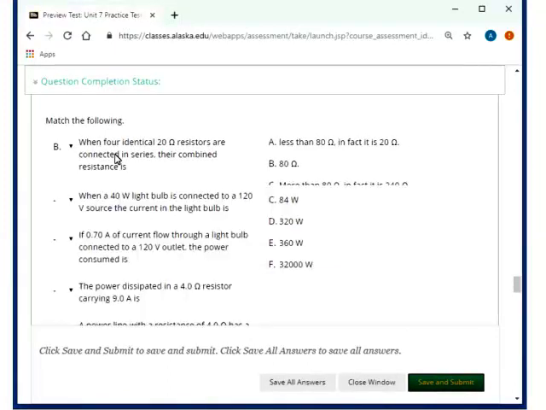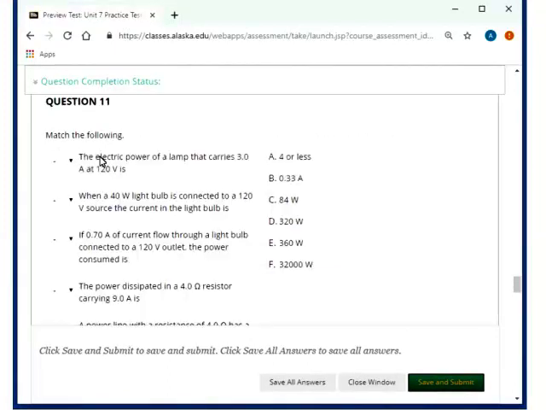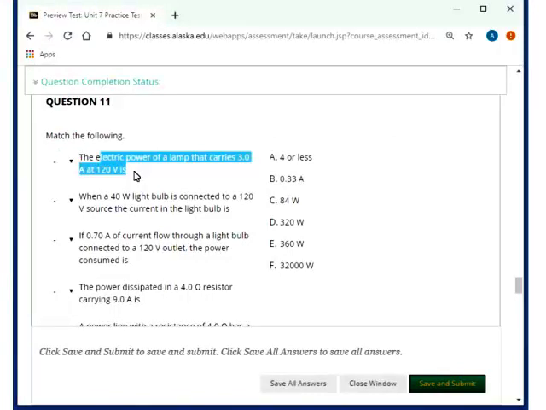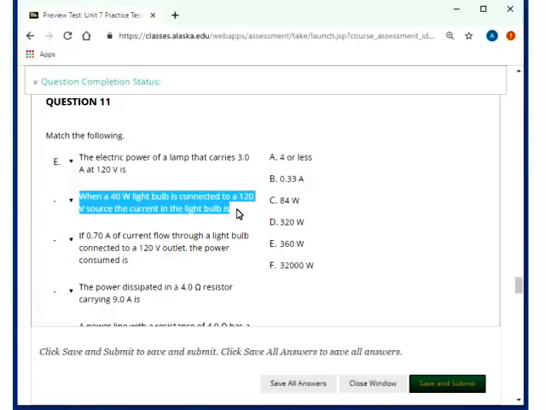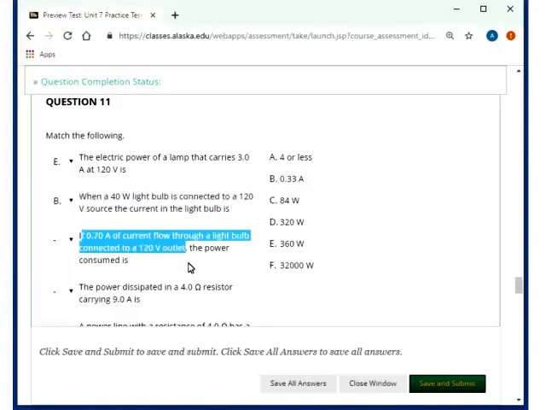All right, let's see what we got here. The electric power of a lamp that carries 3 amps, 120 volts. So this one apparently must be about the power law. So 3 amps times 120 volts is 360 watts. Here it is: 40-watt light bulb connected to 120 volts source. The current in the light bulb is going to be 40 watts divided by 120 volts, which is 0.33 amps. 0.7 amp current flows to the light bulb, 120 volt outlet. The power consumed is 0.7 times 120, which is 84.